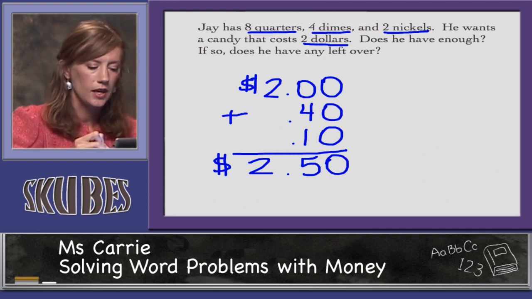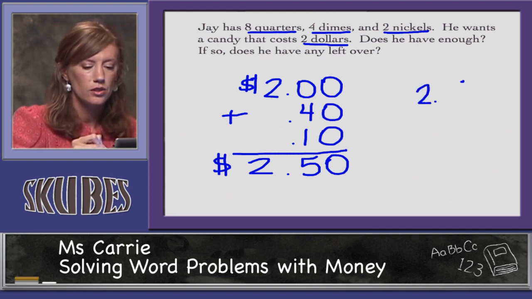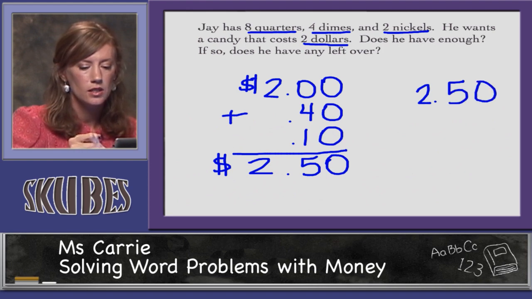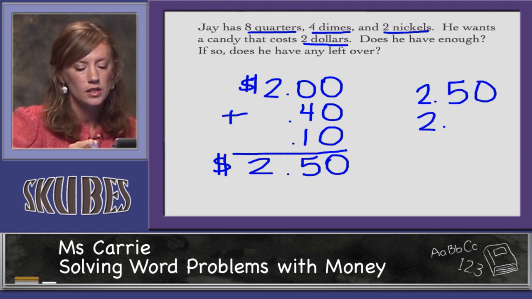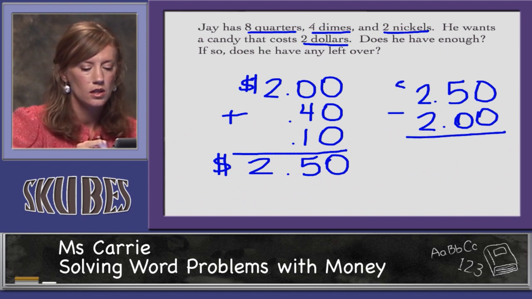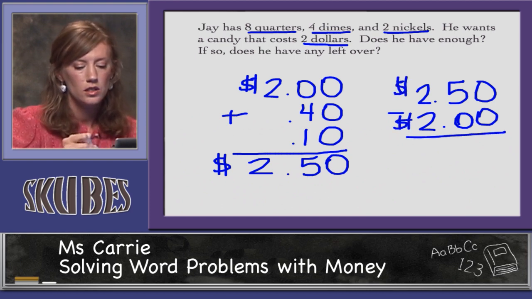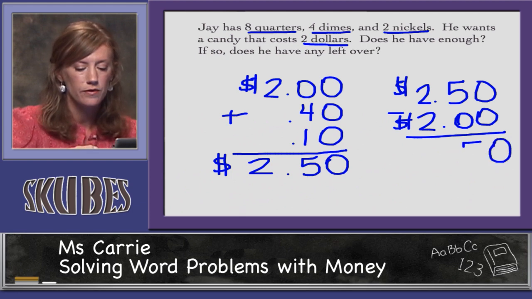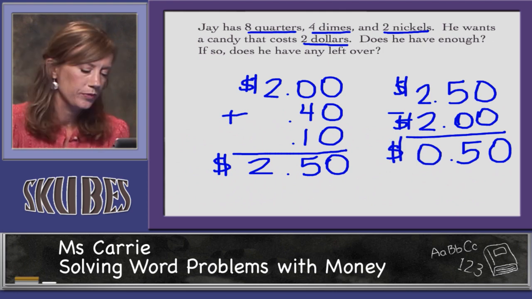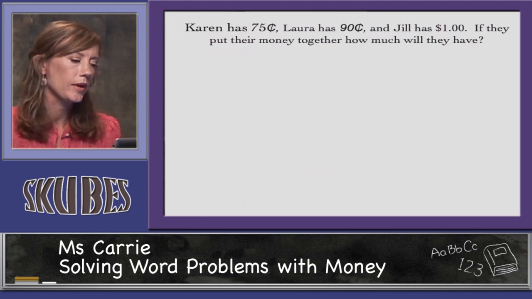He has $2.50. If so, how much does he have left over? So we'll say $2.50 minus the $2 that he has. 0 minus 0 is 0. 5 minus 0 is 5. 2 minus 2 is 0. He would still have 50 cents left over. Let's look at one more problem.